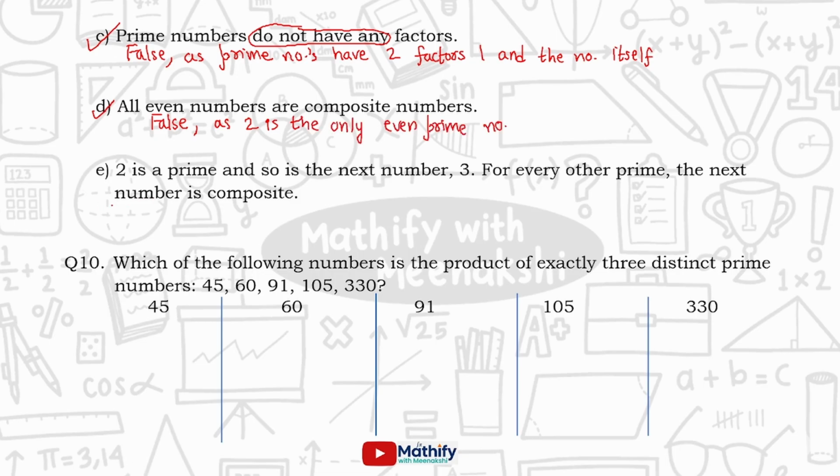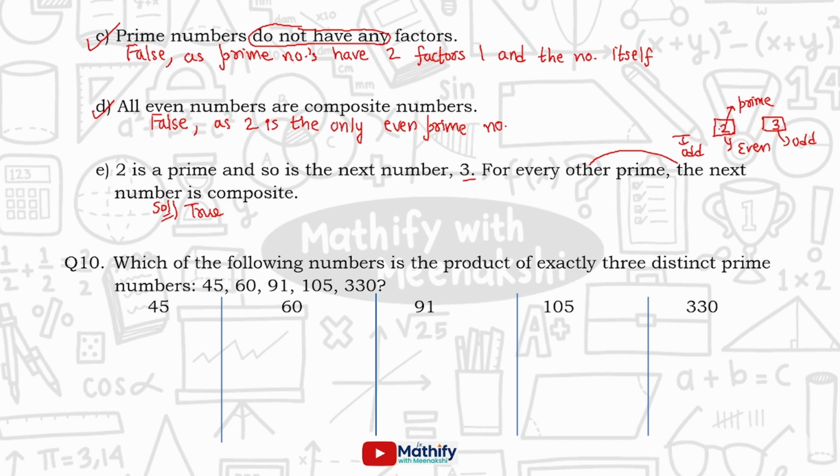Now let's move to E part. 2 is prime and so is the next number 3. For every other prime, the next number is composite. Yes, it's true. Because you know that if they are saying every other number, that means one is even, one is odd. And you know that the only even prime number is 2. So we have only one possibility, that is 2 and 3. So only 2 and 3 can be next to each other, with one prime and one composite.